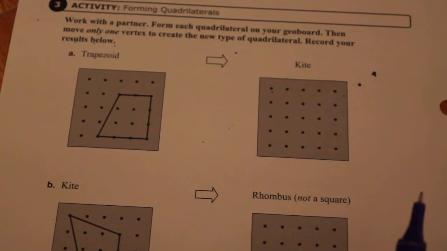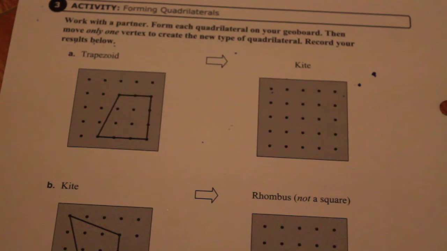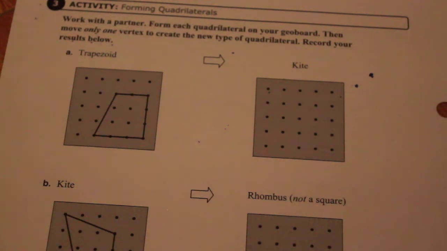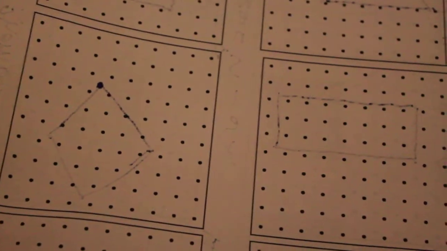Now we're going to look at activity 3. Activity 3 says we can form each quadrilateral on our geoboard. So we're going to use our geo paper. Here they give you some. We're going to move only one vertex. Remember, vertex is where the two lines meet to create the new type of quadrilateral. We're going to write the results right here. So if you need some extra workspace, if you flip over this other paper, there's more over here.